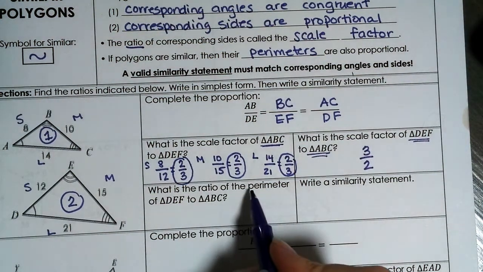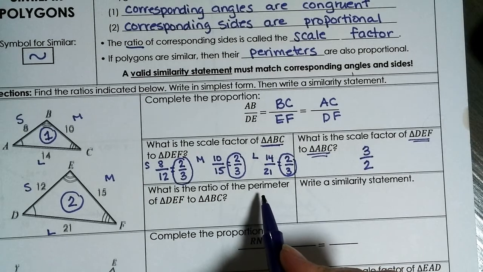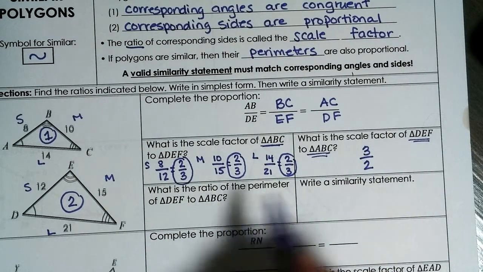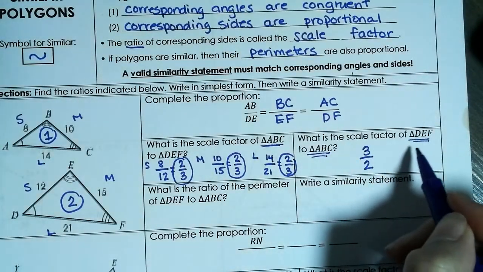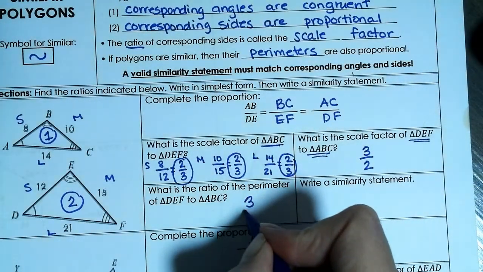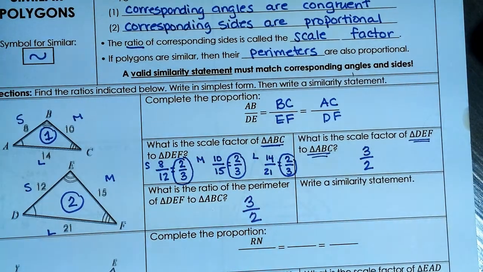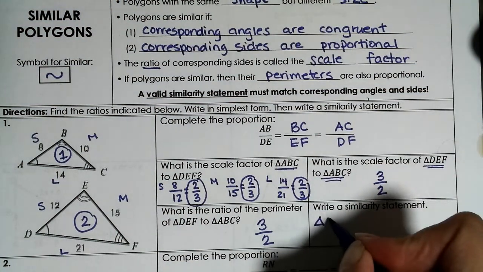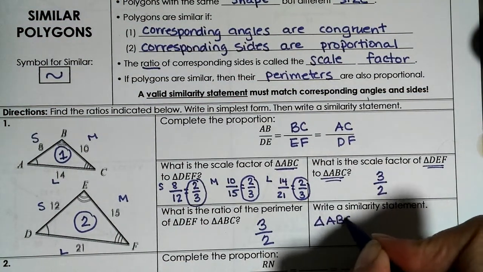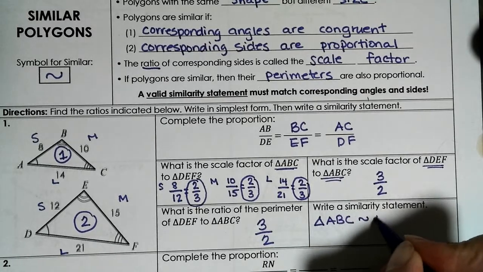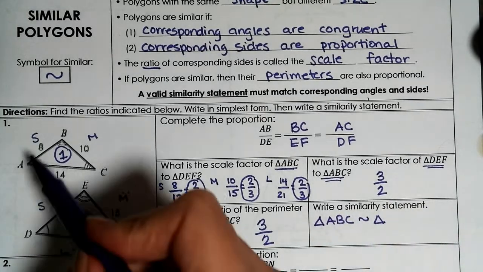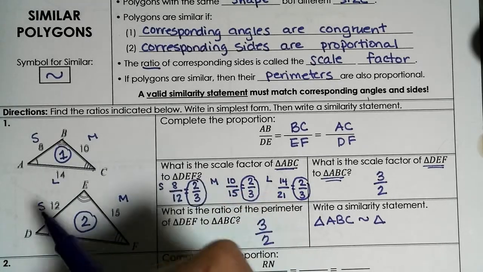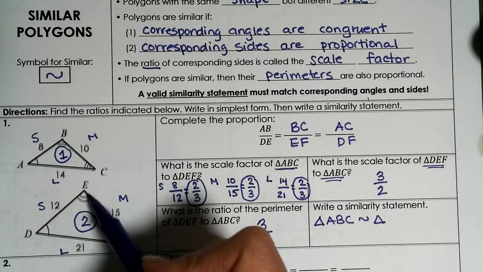What is the ratio of the perimeter of DEF to ABC? Well, since it's the same as this one, it'll be 3 over 2. And then to write a similarity statement, I would just say triangle ABC is similar to triangle, and let's see, I said A, B, C, so I went small, medium, large, so I have to do the same thing. D, E, F.